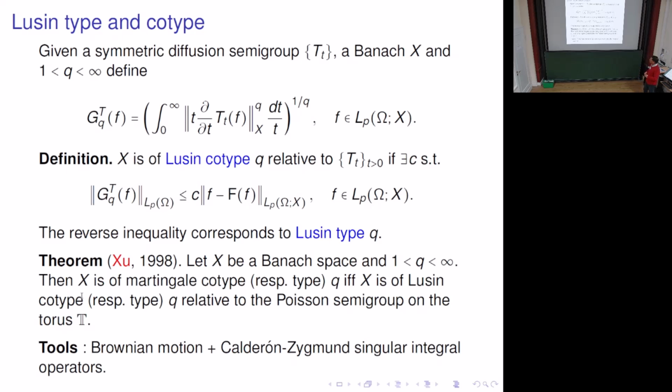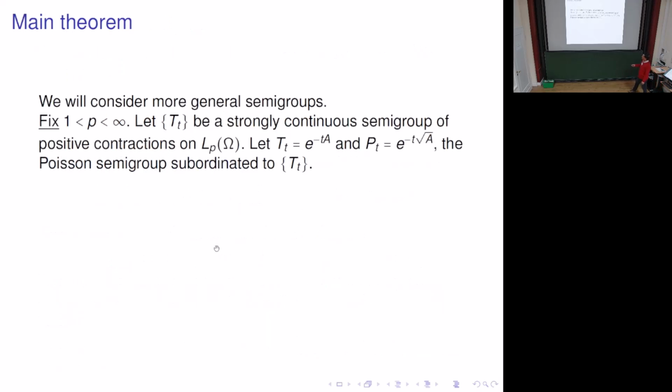So just to make sure I understand. In the definition of Newton cotype Q, you ask the inequality to be true for every F and for every P, relative to T. Yeah, but what is the role of P here? It's equivalent for one P and for all P. Okay. This is like in the martingale case, it is the same.